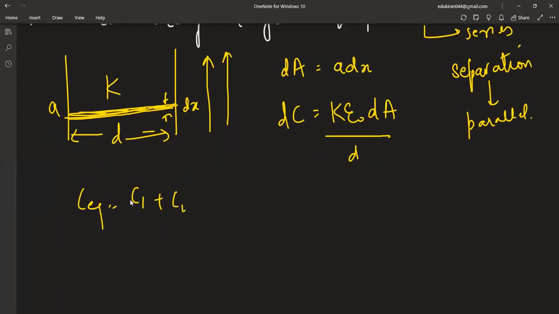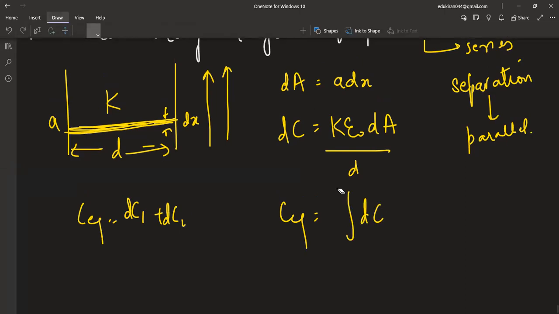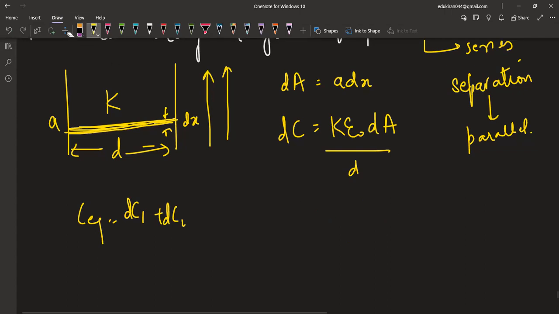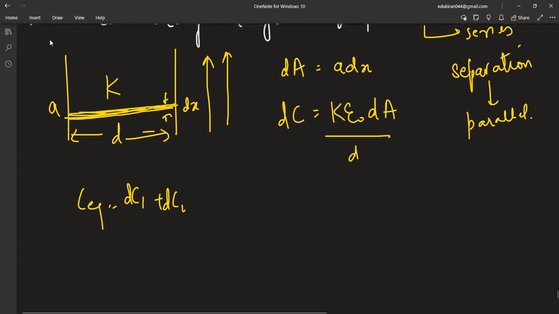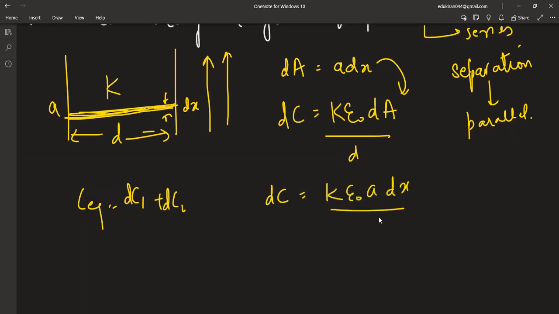So right now, since this is series combination, our C equivalent will be equal to C1 plus C2, like this. Now, since we are considering very small capacitances, this is dC1 plus dC2. Now, in any ways, we are considering C equivalent. What is our C equivalent equal to? We are integrating dC. K epsilon naught dA over the separation, small d. Fine. Now see, let's put the value of area first. dC is equal to K epsilon naught A dx over small d.